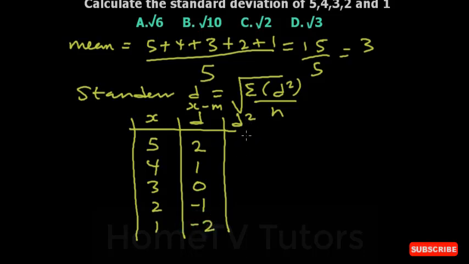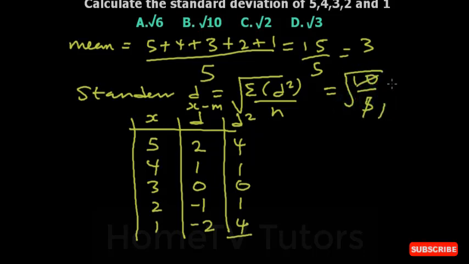So d square, we square it now. 2 times 2, 4, 1, 0. Minus 1 times minus 1 gives us 1. Minus 2 times minus 2 gives us 4. So the summation of these is now 4 plus 1 plus 1 plus 4, which gives us 10. So for this summation we have 10 over 5. Okay, 5 here 1, 5 here 2. So we have the square root of 2, which makes the answer option C the right answer.